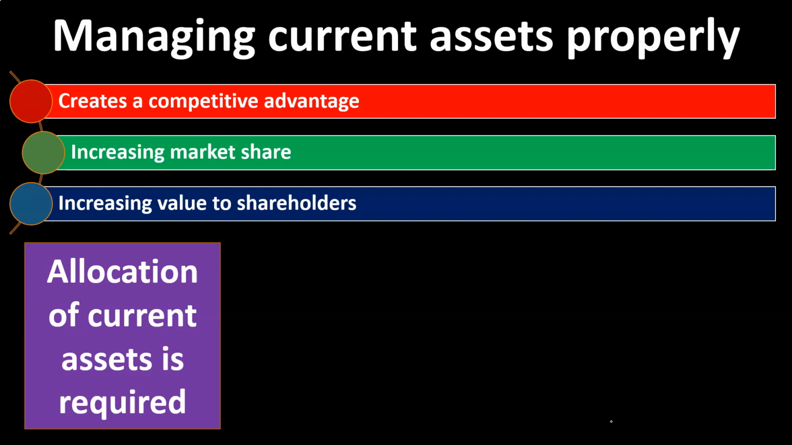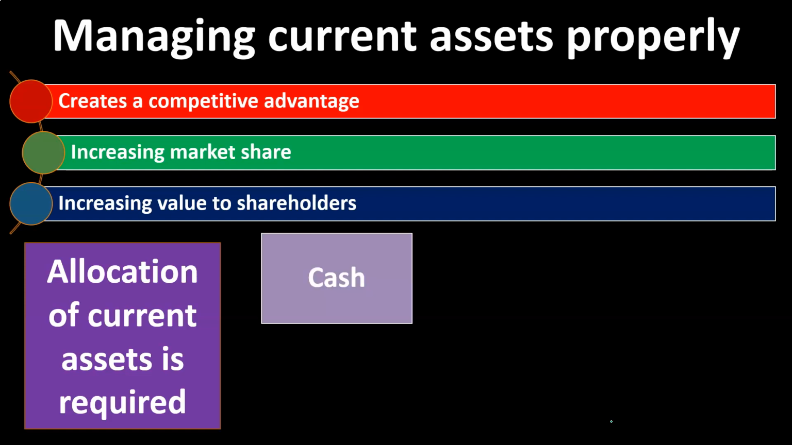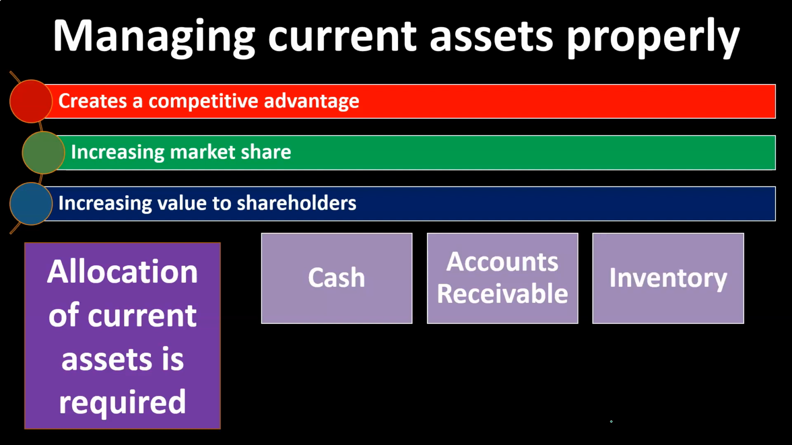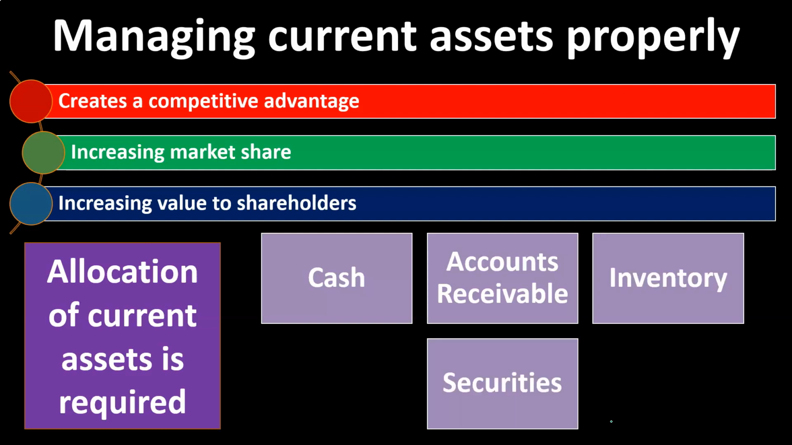So it's going to be important for us to manage our current assets well. The allocation of current assets is required for the current assets, which could include things such as cash, accounts receivable, inventory, securities, other kind of prepayments and whatnot. But these are going to be the main things that we're thinking about with regards to the current assets. Obviously, when you're looking at the balance sheet, the first grouping of the assets, the more liquid assets, will typically be grouped under the category of current assets.